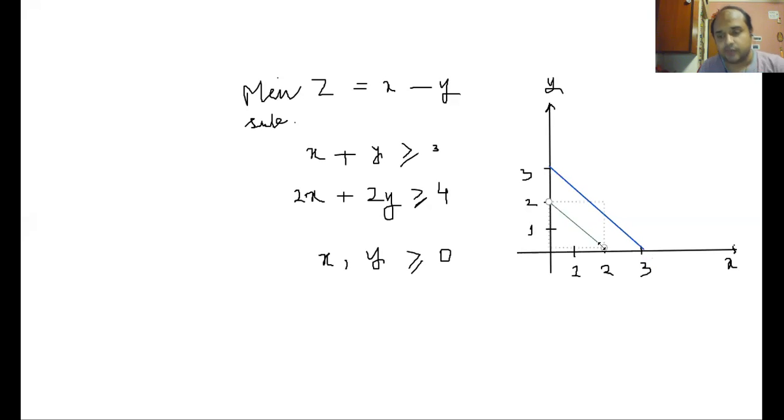This is my second equation. Now you see, if I substitute 0, 0 in this particular equation, 0, 0 was not previously satisfying the equation. So we already know what particular part of the region will be bounded by this particular equation. That part is this one.